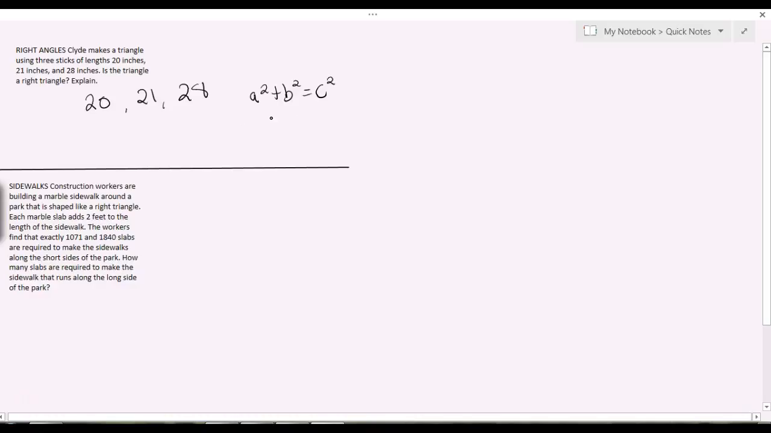Now whenever we're doing this, our hypotenuse is always our longest. So our biggest number is 28. So we're going to set 28 as c. So I'm going to see, does 28 squared equal 20 squared plus 21 squared? So I'm just going to say, is this true? I'm going to go ahead and do my math.